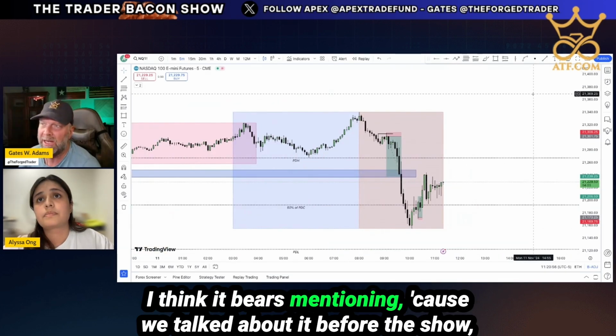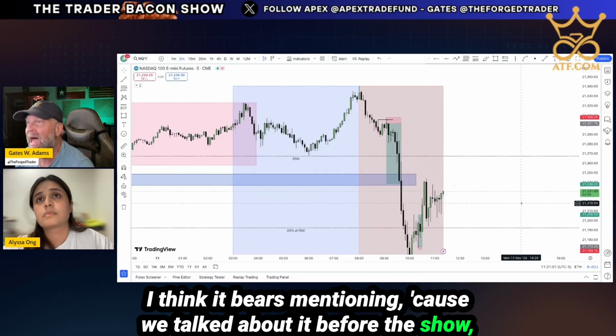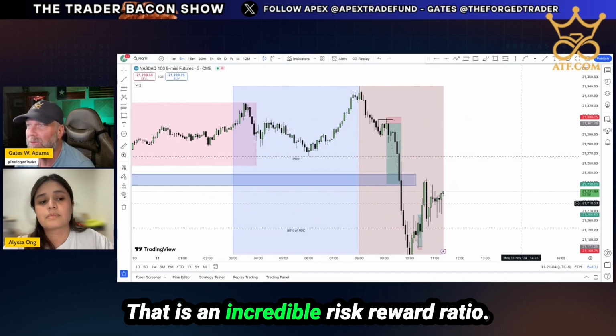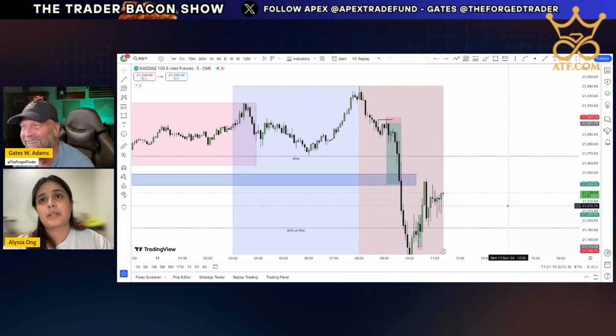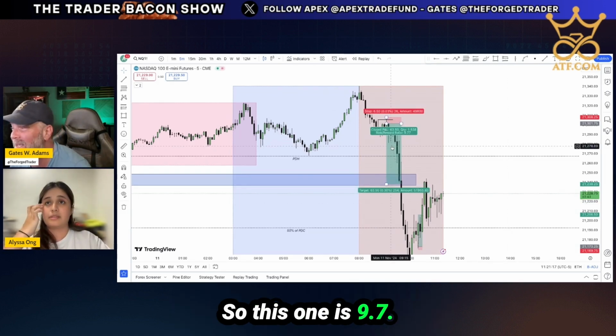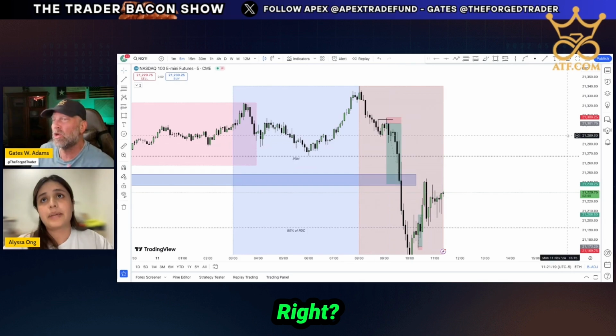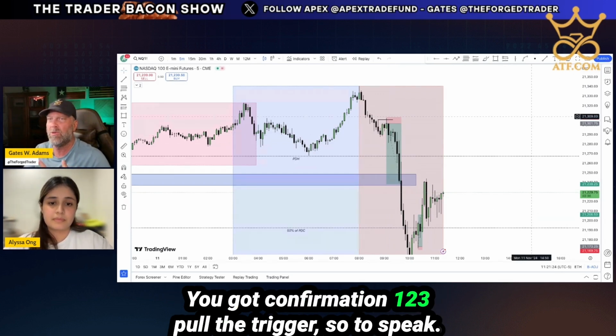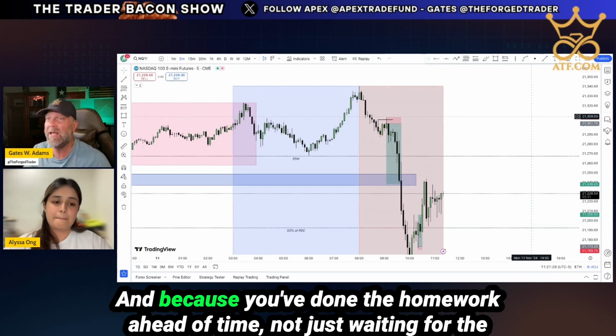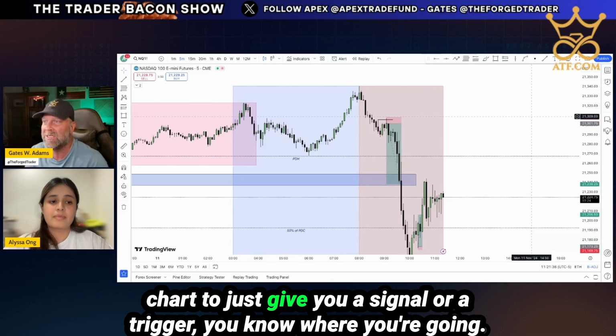I think it bears mentioning, because we talked about it before the show, that is an incredible risk-reward ratio. You have such a tight stop and such a long target. And what is the ratio on that one? So this one is 9.7. 9.7, so almost 10, right? Yeah. So there's a lot of simplicity in what you're looking for. You get confirmation 1, 2, 3, pull the trigger, so to speak. Yeah. And because you've done the homework ahead of time, not just waiting for the chart to give you a signal or a trigger, you know where you're going.